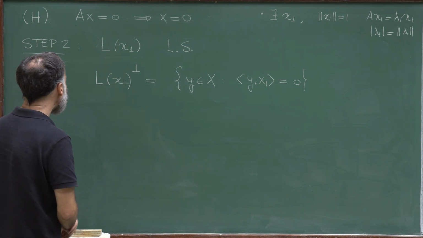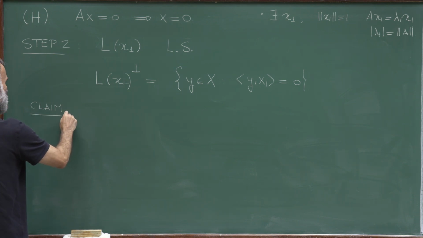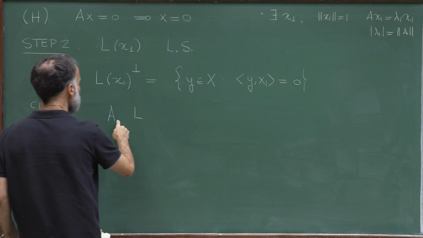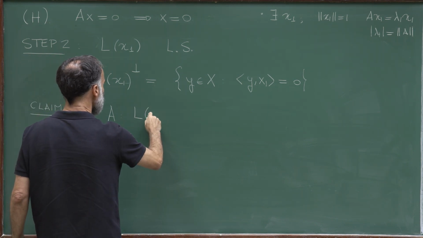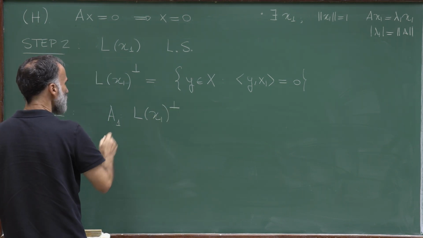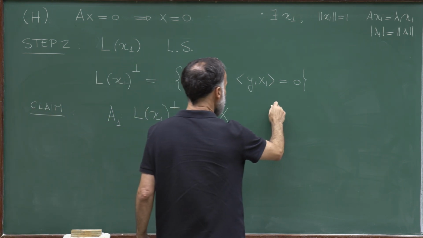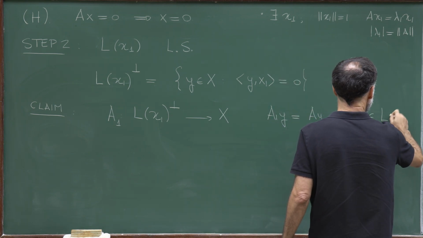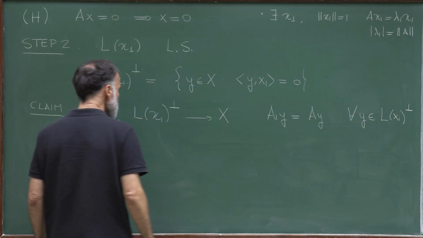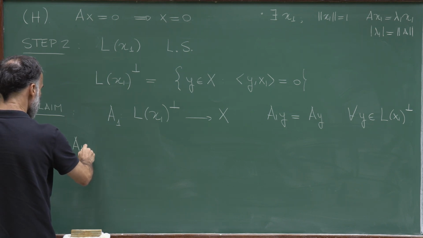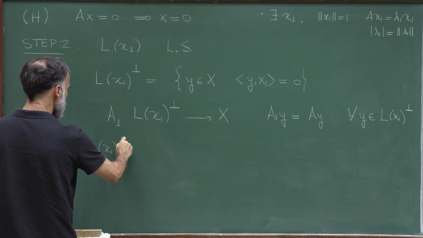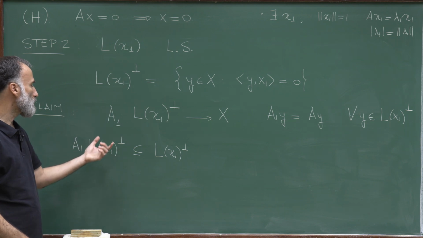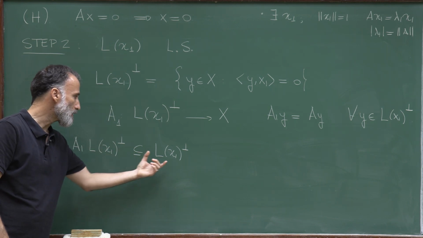And my claim is that A, so this is a linear subspace of X, so I can take the restriction of A to this linear subspace. Let me call A1 the restriction. So A1 of y is equal to A of y for all y in this space L x1 perp. And my claim is that A1 of L x1 perp is included in L x1 perp. So actually, A1 is a compact linear symmetric operator from L x1 perp to L x1 perp.